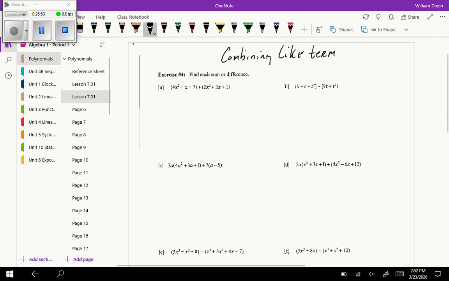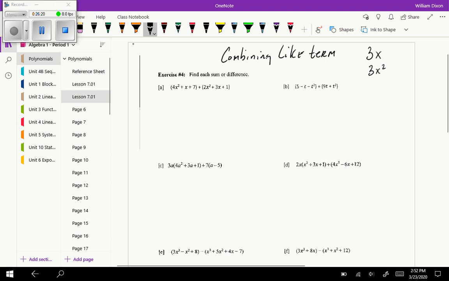Now, remember, when you combine like terms, you can only add or subtract terms that are the same, meaning that the variable is raised to the same power. 3x and 3x squared cannot be combined because the x's are raised to different powers. Those are two different terms. That's very, very important.